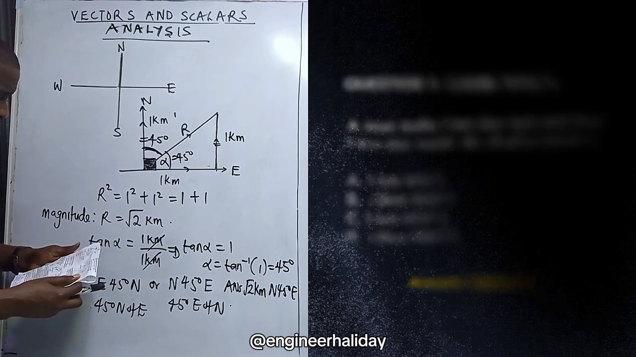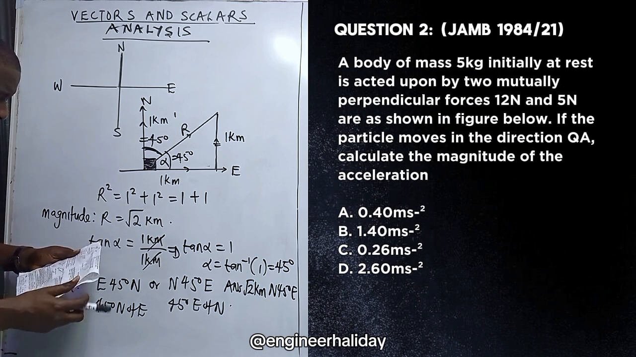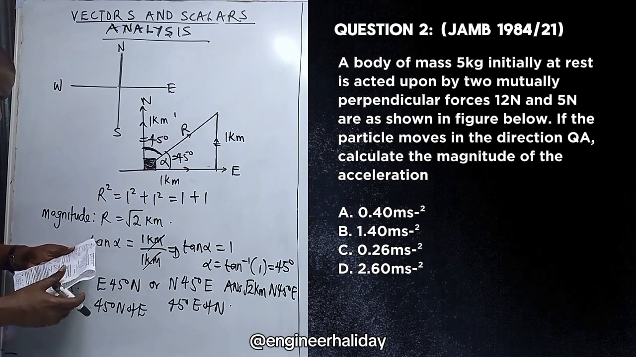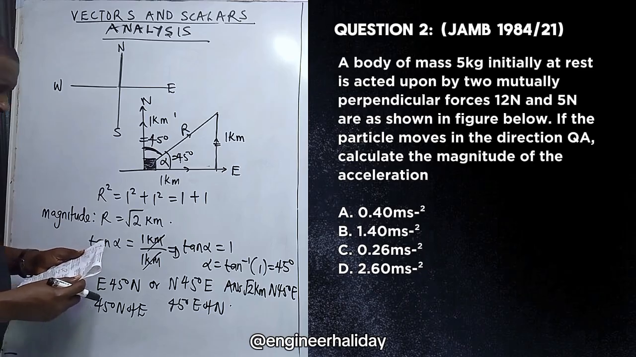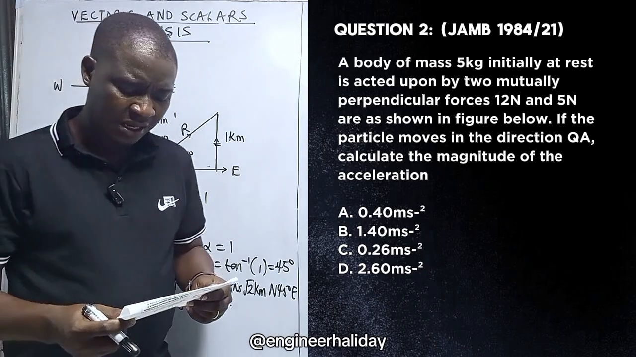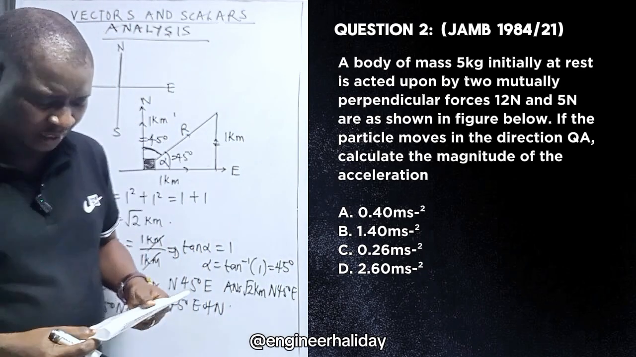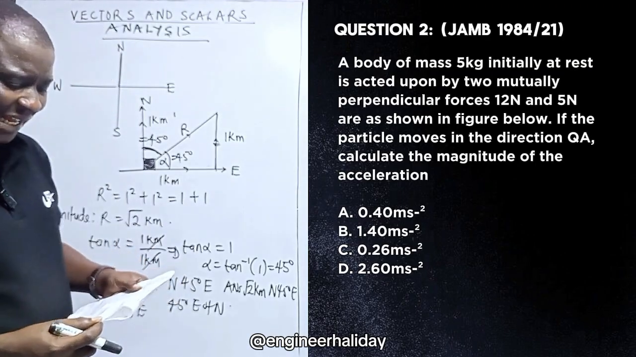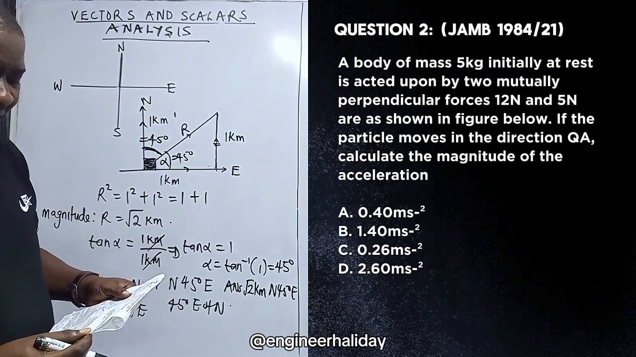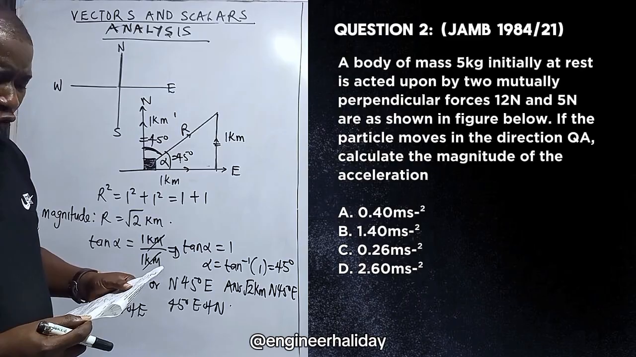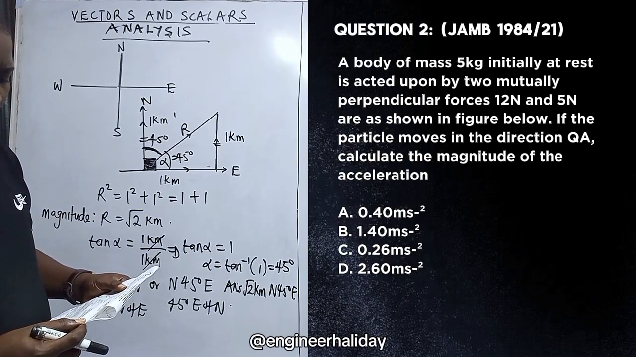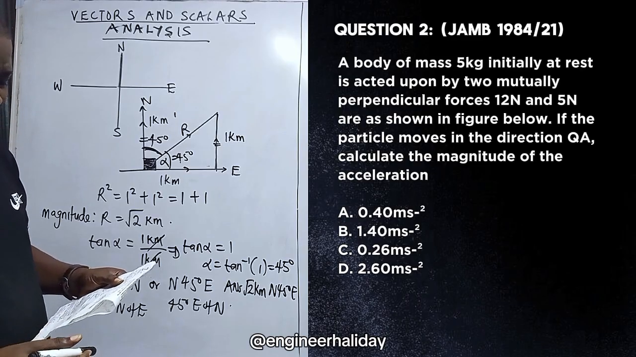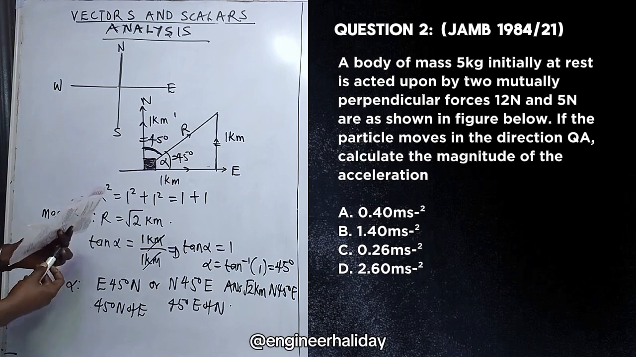Now, number 2 says a body of mass 5 kilogram initially at rest is acted upon by 2 mutually perpendicular forces, 12 Newton and 5 Newton, as shown in the diagram below or in the figure below. If the particle moves in direction QA, calculate the magnitude of the acceleration.